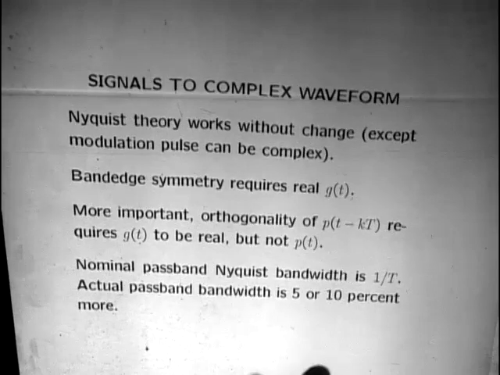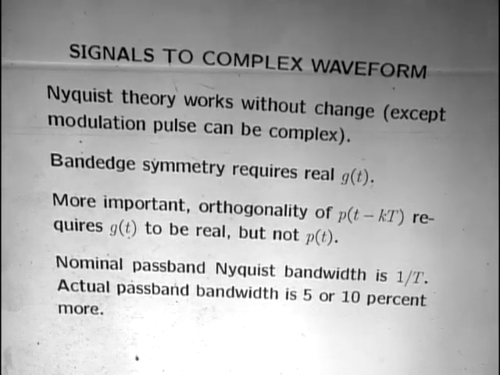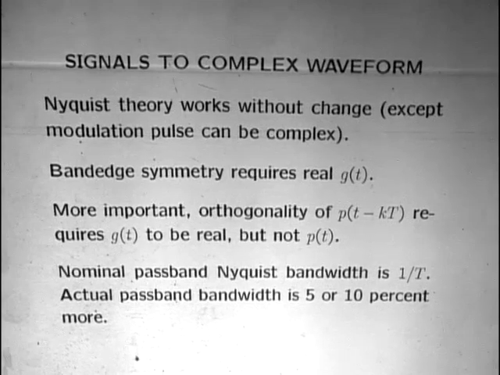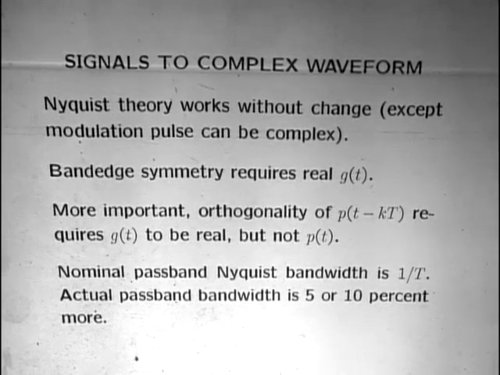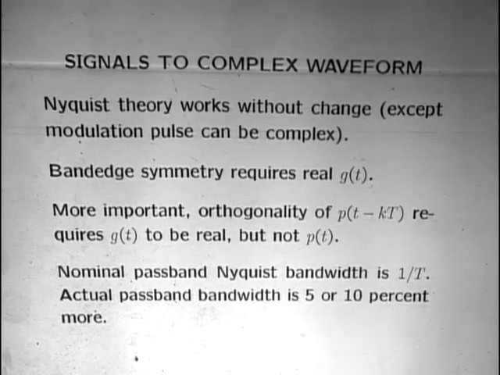Okay, so enough for signal sets. So the next thing is, how do you turn the signals into complex waveforms? Namely, how do you go from the signals in 2 dimensions, complex signals, into a baseband waveform U of t? Well, fortunately, Nyquist theory is exactly the same here as it was when we were dealing with PAM. Everything we said before works here. The only difference is that you don't have to choose the pulse P of t to be real.